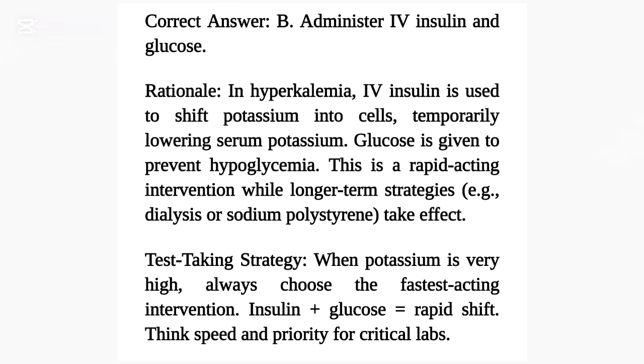Rationale: in hyperkalemia, IV insulin is used to shift potassium into cells, temporarily lowering serum potassium. Glucose is given to prevent hypoglycemia. This is a rapid-acting intervention, while longer-term strategies, e.g. dialysis or sodium polystyrene, take effect.